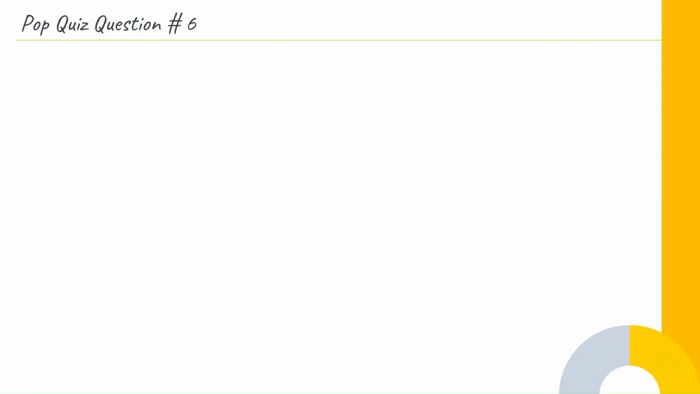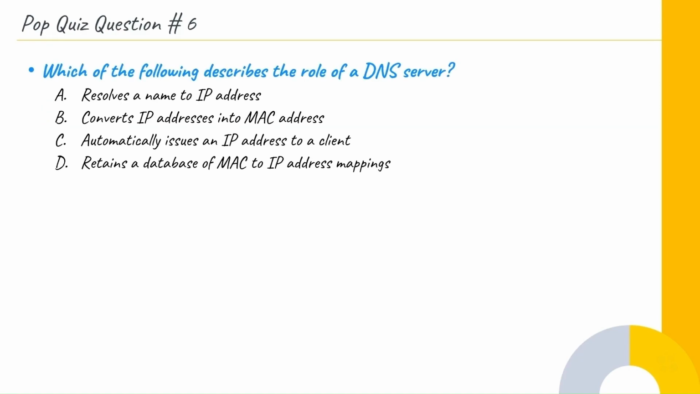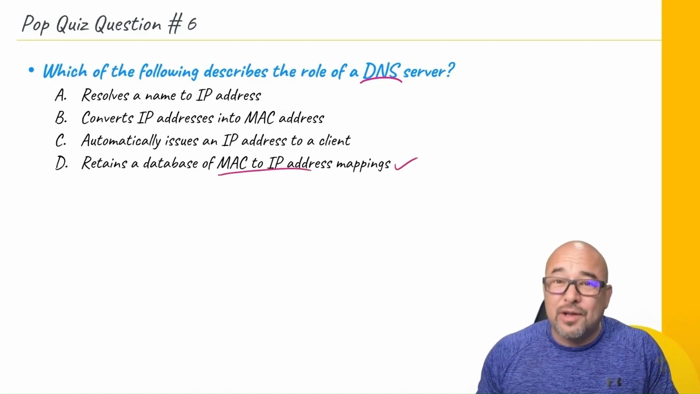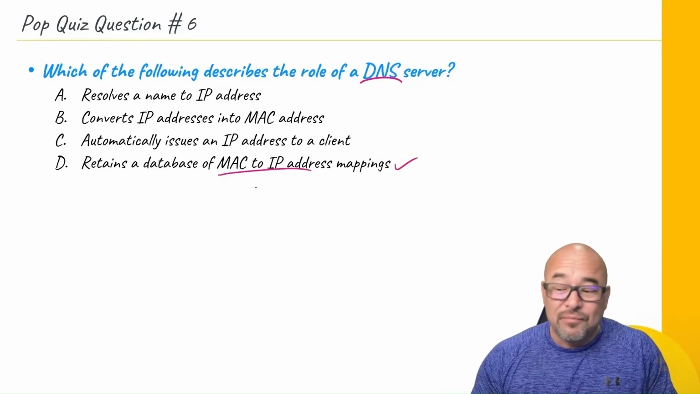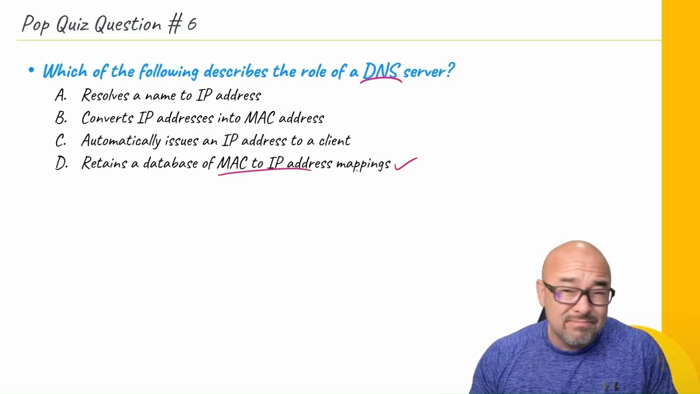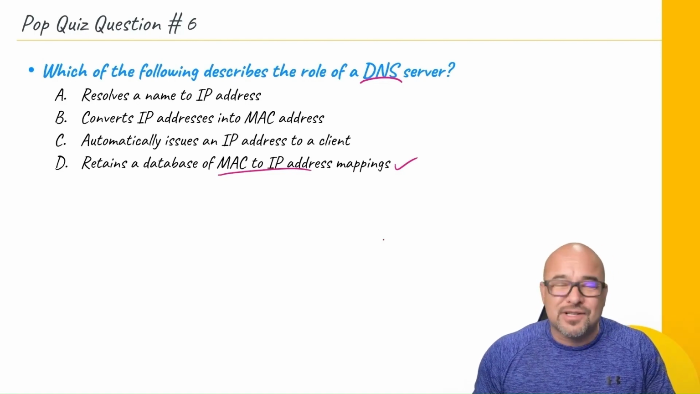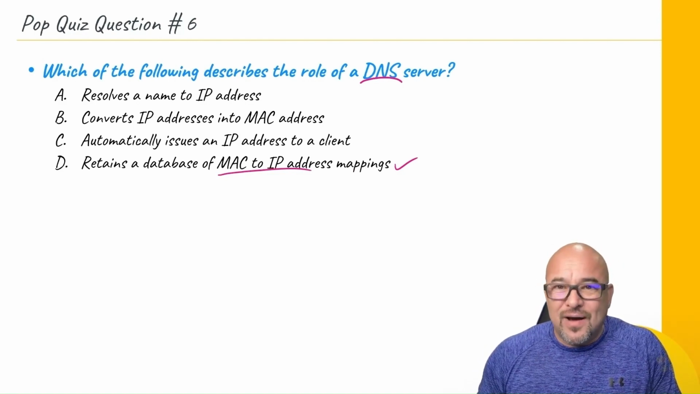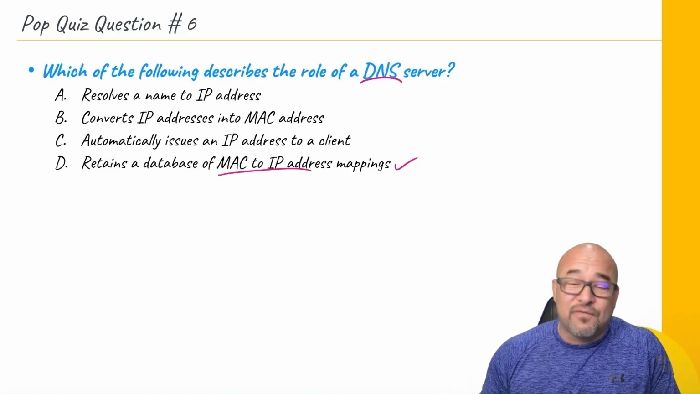All right, I think this is the last one. Pop quiz question number 6. Which of the following describes the role of a DNS server? All right, so remember, a DNS server is going to convert something for us, going to resolve something for us. Let's just start at the bottom here. Does it retain a database of MAC to IP address mappings? No. But for bonus pop quiz credit, do you remember which device it is that maintains the MAC to IP address mappings? Remember, it sends out an ARP broadcast to find out which network device has a specific IP address, but it's looking for the MAC address, right?